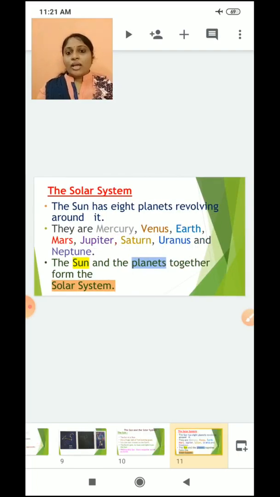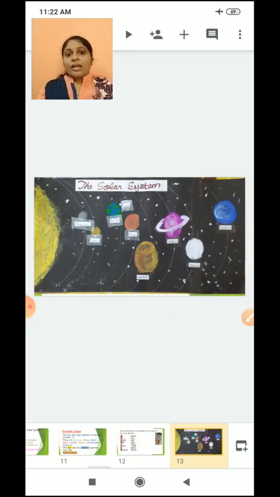Now, the solar system. The sun has 8 planets revolving around it. They are Mercury, Venus, Earth, Mars, Jupiter, Saturn, Uranus, and Neptune. The sun and the planets together form the solar system. And this is the solar system. I told you about the planets. Have you remembered?